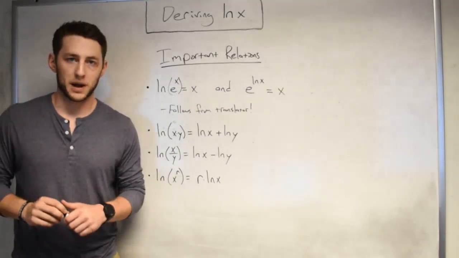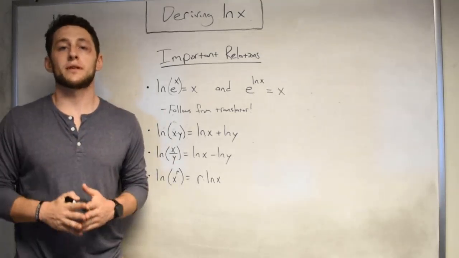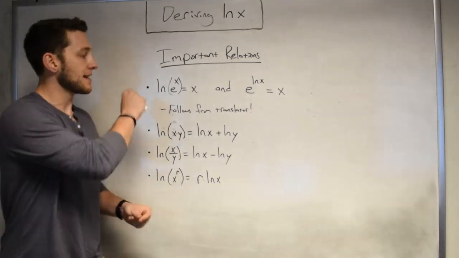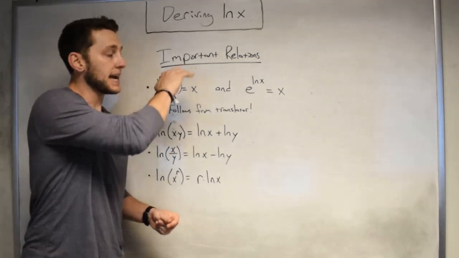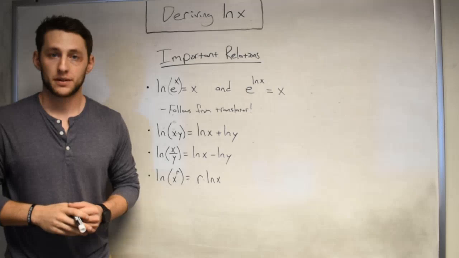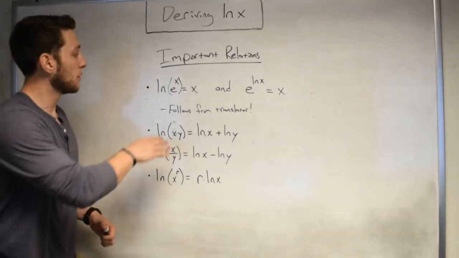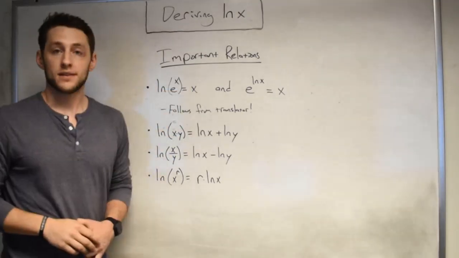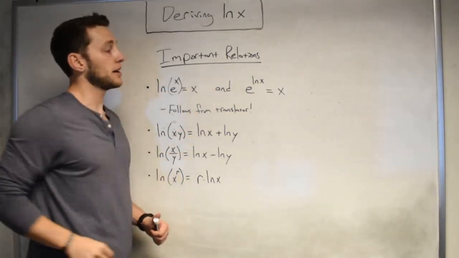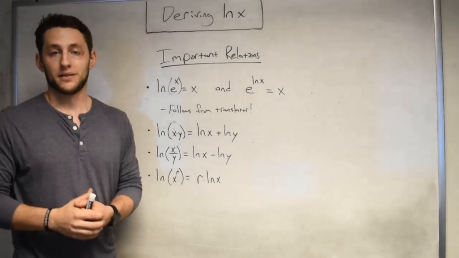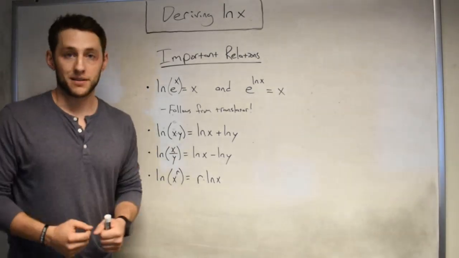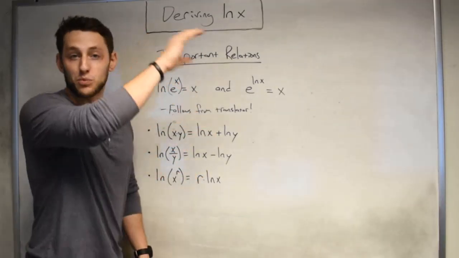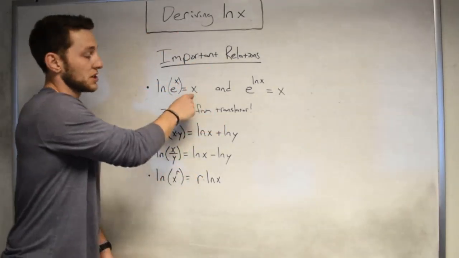Now before we get into deriving these natural logs, let's go over some important relationships. The very first one that we want to talk about is that the natural log and e to the x actually just undo each other. They are opposites. Therefore, the natural log of e to the x is equal to x, and e to the natural log of x is actually equal to x as well. This follows from our translator. If I translate this statement back to that b to the x equals y form, I would get that you just land on x.